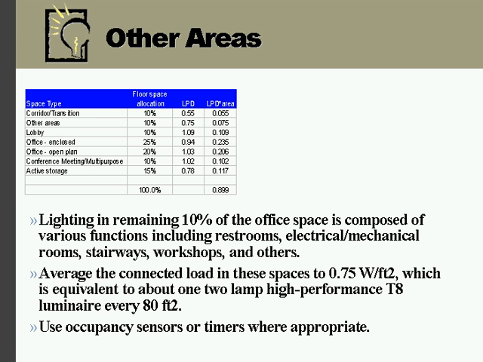Other areas, about 10% of the space are other areas, and we're recommending about 0.75 watts per square foot. Again, the high performance T8, which ends up being about 1 luminaire every 80 square feet. Again, occupancy sensors or timers where appropriate. And these are going to be spaces like restrooms, electrical mechanical rooms, stairways, workshops, not conference rooms, but a break room, copy room, those types of spaces.